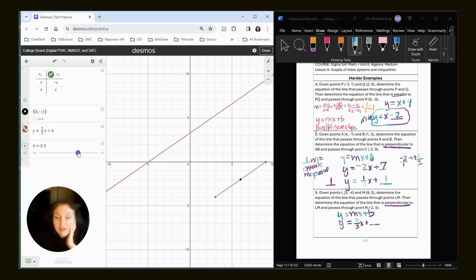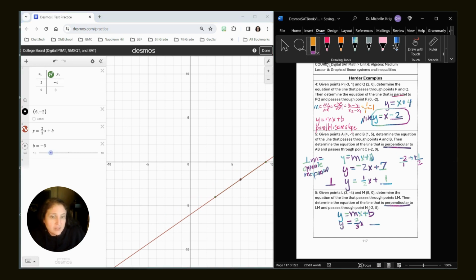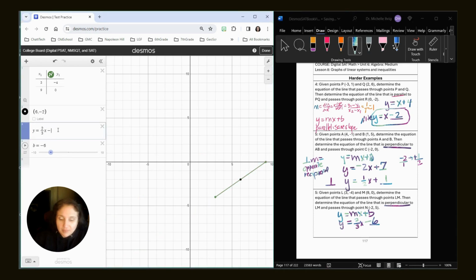All right, if my b value goes up, the red line goes away from the green line. So we've got to move my slider tool down. And then, so close, right there, negative 6. Because we don't want to do plus negative 6, I'll erase that and just write that as our formula. 2/3 x minus 6. So we're going to take this out and put minus 6.